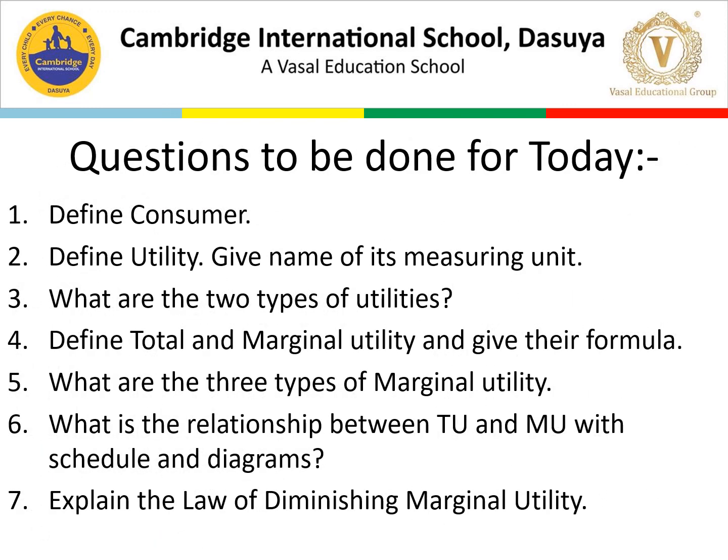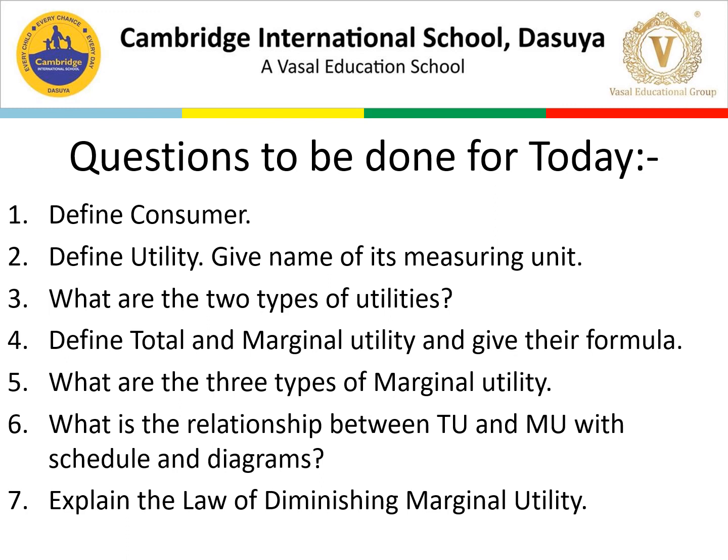Questions to be done for today. As you know, define customer, consumer. Here you need to explain consumer; we've done that. Then define utility and give the name of its measuring unit. Then what are the two types of utilities? We have done total and marginal utility. Then we have to define total and marginal utility, and give the formula for both. I have explained this to you, and you can also consider your books for this.